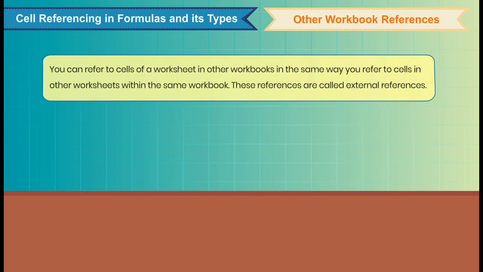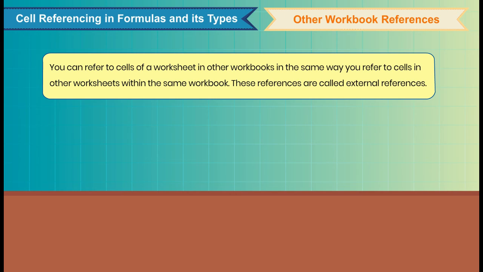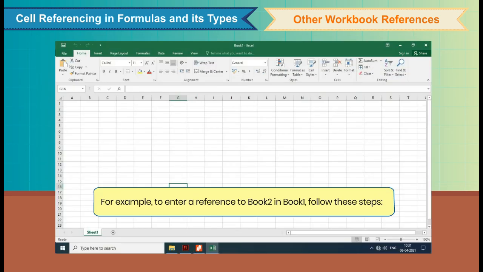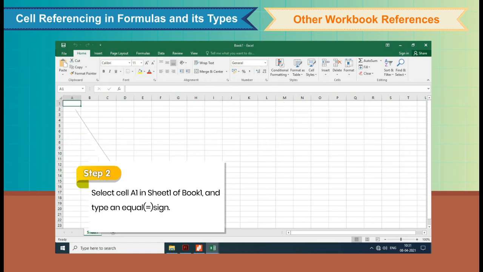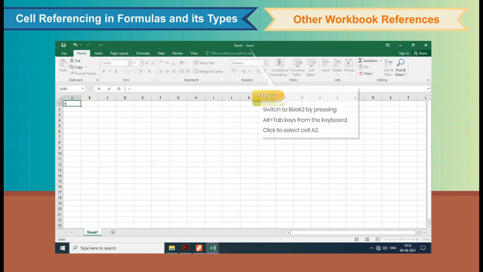Other workbook references. You can refer to cells of a worksheet in other workbooks in the same way you refer to cells in other worksheets within the same workbook. These references are called external references. For example, to enter a reference to Book2 in Book1, follow these steps. Step 1. Create two workbooks named Book1 and Book2. Step 2. Select cell A1 in Sheet1 of Book1 and type an equal to sign.